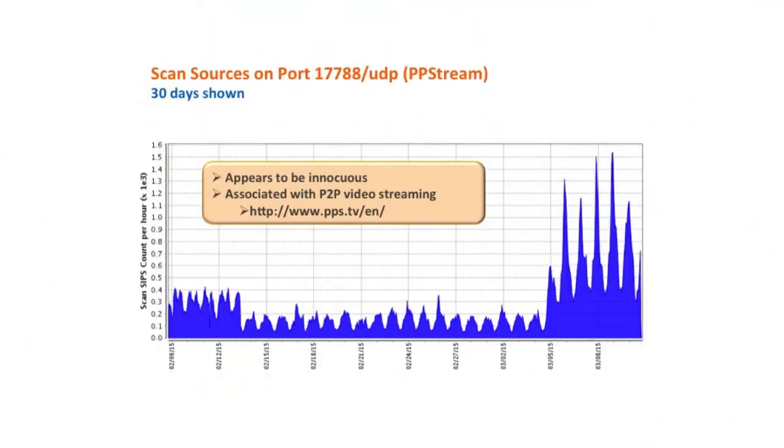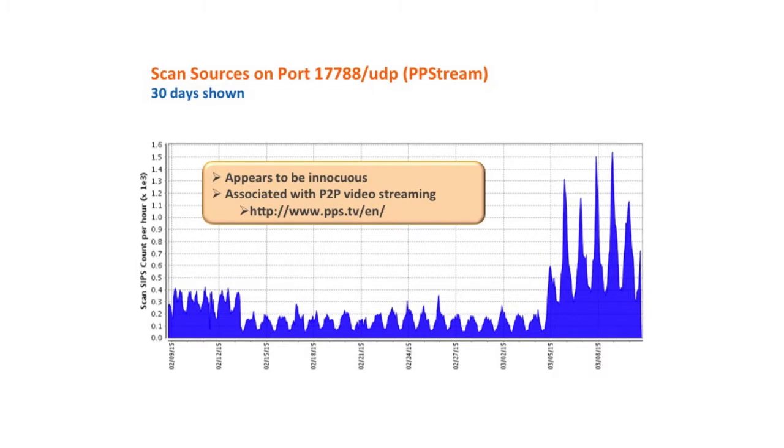So we'll shift from exploits into something, I guess, a little more innocuous. We'll take a look at the internet weather for the last week or so. We hadn't reported on this sort of activity recently, but there is an increase in it. This actually shows up as scan sources on port 17788 UDP. This is associated with PP Stream, which is basically a point-to-point streaming protocol or application, I guess it is, popular for Chinese programming apparently. So we see an increase in the number of sources, the number of participants that are taking part in that.